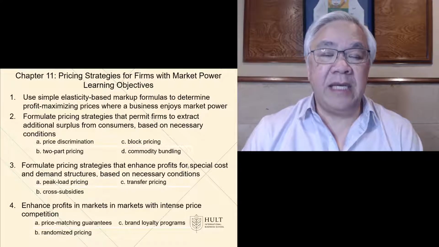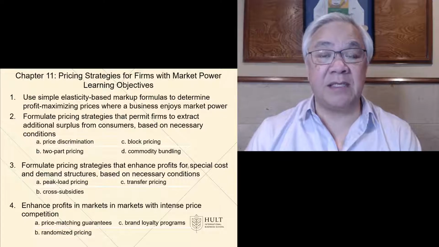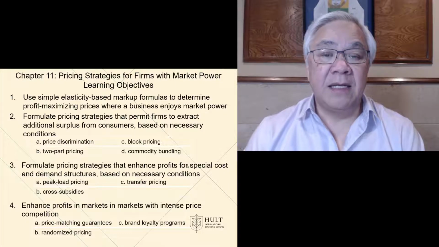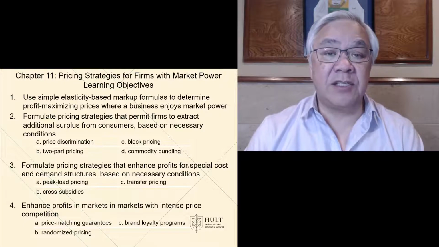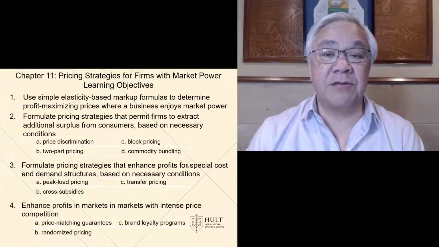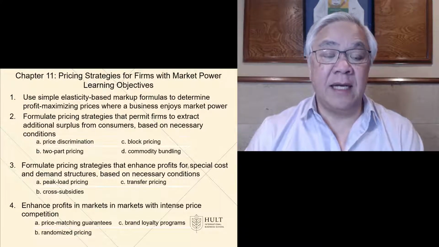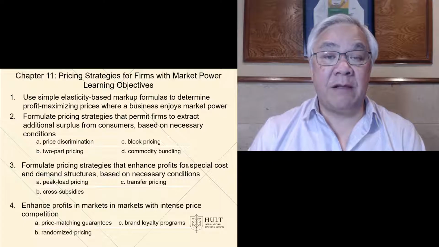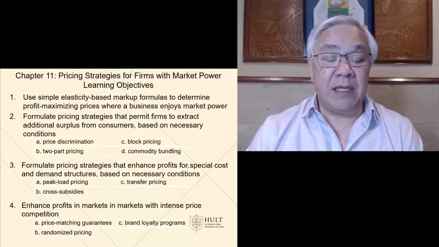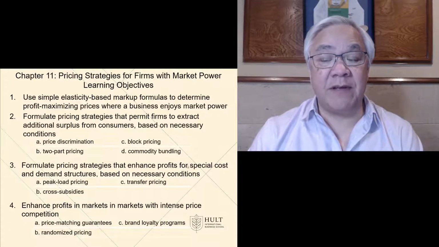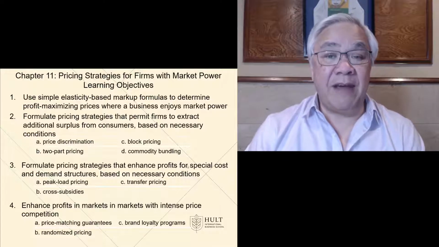We can use some simple elasticity-based formulas to determine the profit maximizing prices where a business enjoys some market power. Secondly, formulate some pricing strategies that permit firms to extract additional surplus from customers based on certain conditions. The first is price discrimination of a few different varieties. Next, two-part pricing, followed by block pricing, and then commodity bundling. The next group would be looking at pricing strategies that enhance profit based on special cost and demand structures, where we could take advantage of those.